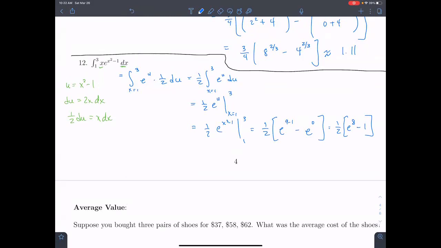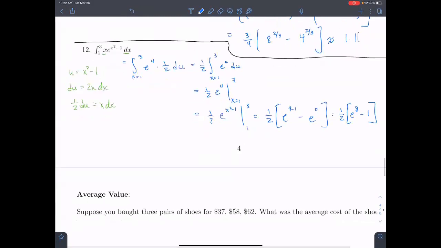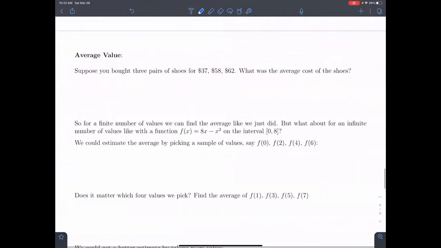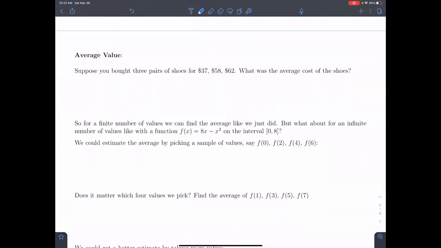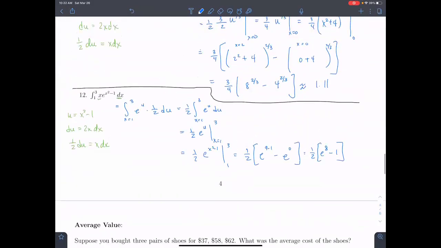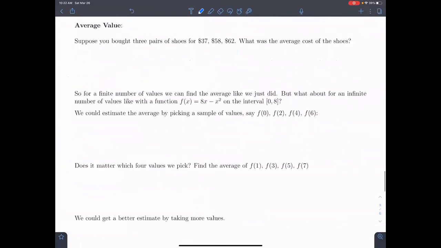Works for me. All right, I'm not going to start this in another video. It's not that much stuff. So the average value is an application of antiderivatives, definite integrals, because that's the section we're in. Suppose you bought 3 pairs of shoes for $37, $58, and $62. What's the average cost of the shoes? So you would do 37 plus 58 plus 62 divided by 3. The average cost of the shoes is $52.33.